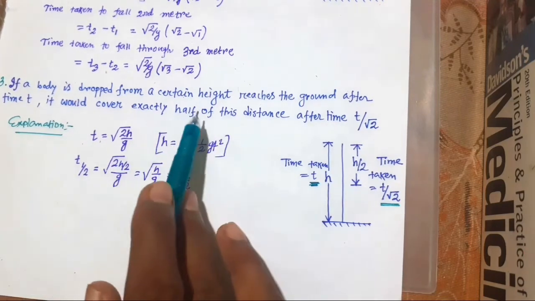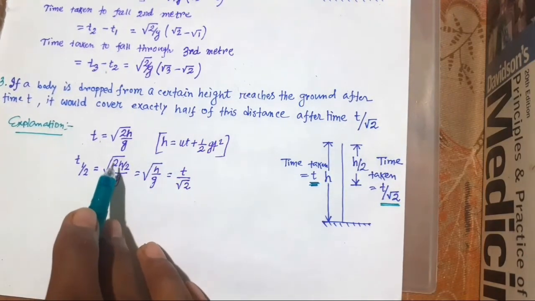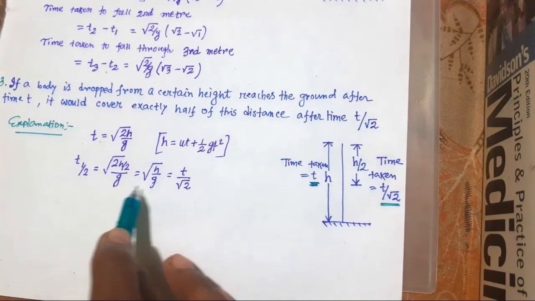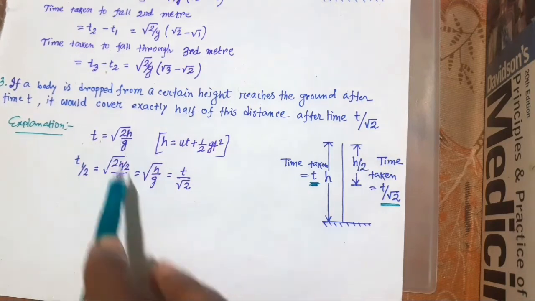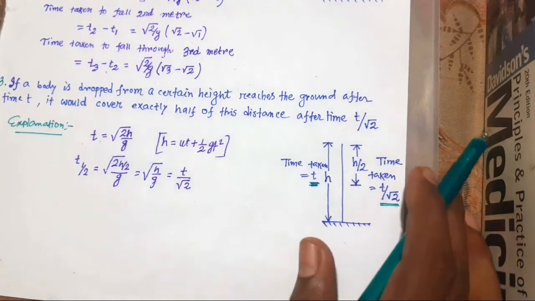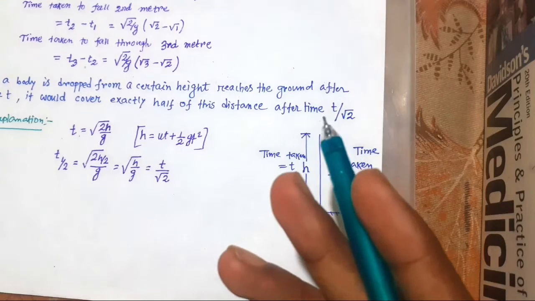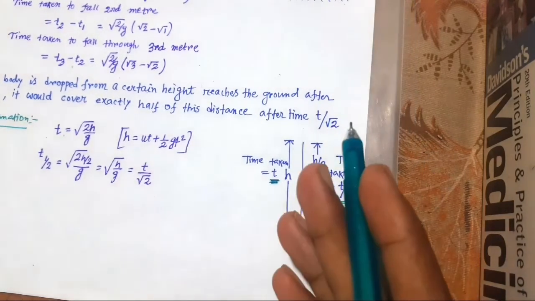Now from this formula we can calculate t equals this, and t half, the time taken to fall through half of the distance, is root of 2 into h by 2 by g, that is t by root 2, because t equals this. So generally we can understand it from our concept.